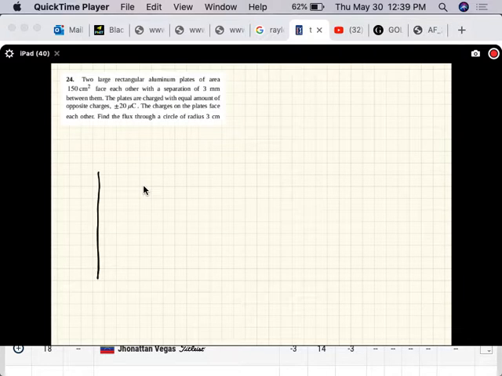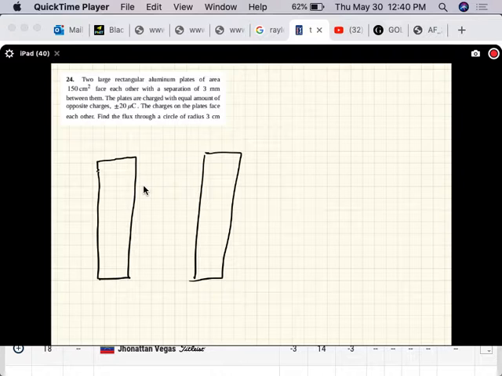Okay, so here's a side view of the plates. This drawing, of course, is not to scale. This separation is 3 millimeters, and this area is 150 centimeters square. And what they're saying is the charges face each other. So if you put any charges on these two plates, they will collect here.